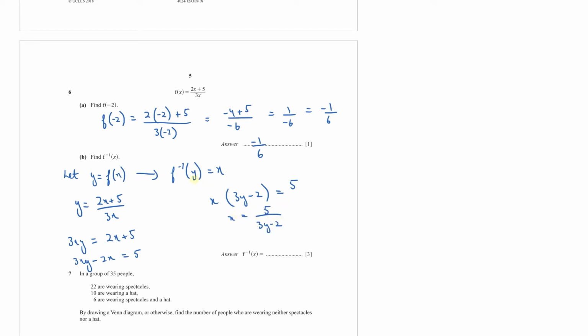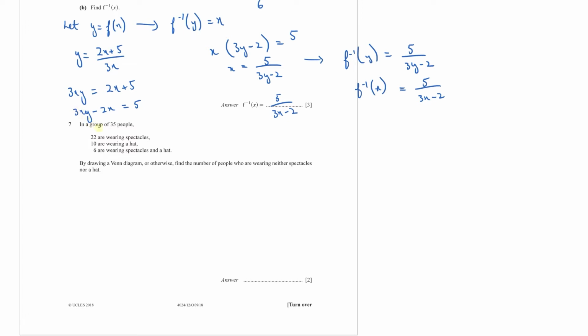Now I know that x is f inverse of y. So this gives me f inverse of y equals 5 over 3y minus 2. And if this is f inverse of y, I can find f inverse of x by simply substituting x in place of y. So I get 5 over 3x minus 2. So your f inverse of x is 5 over 3x minus 2.